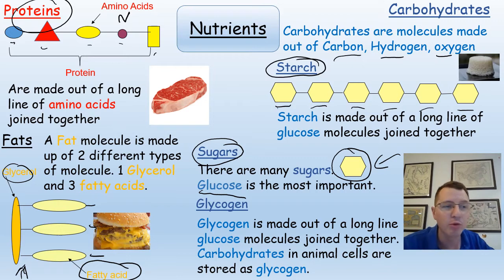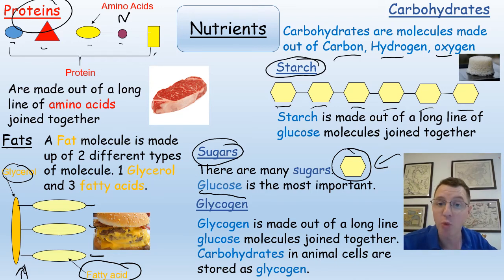So if we take one hexagon, one glucose molecule, and then we join them all together in a long line, often thousands, sometimes hundreds of thousands of glucose long, then we will get a starch molecule. And these starch molecules are made as a storage molecule in plants, which is why we will often get our starches from plants. For example, bread that's made from wheat or rice, which again store these starches.